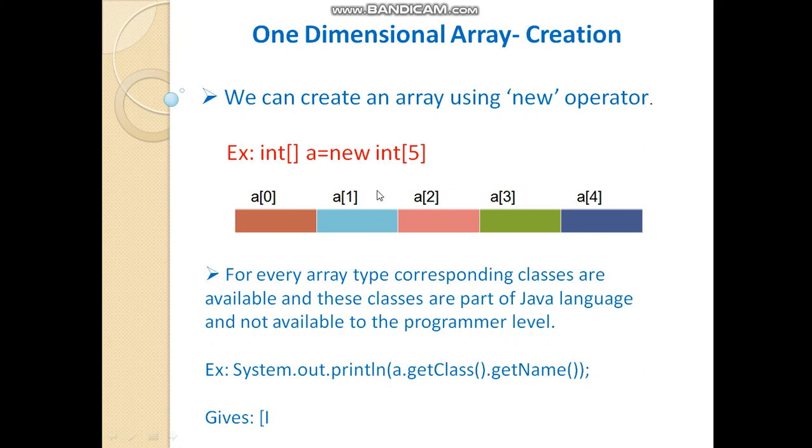In Java, for each and every array type there is a corresponding class available. For example, integer array has the integer class, floating point array has the float class, double array has the double class, and boolean array has the boolean class. In order to get this class name, you can invoke the methods getClass().getName() on the corresponding array name. For example, a is the array name, getClass().getName(). This returns the corresponding type of the array a. In this example the type of the array a is integer, so it gives the one-dimensional array I. This I represents integer array.